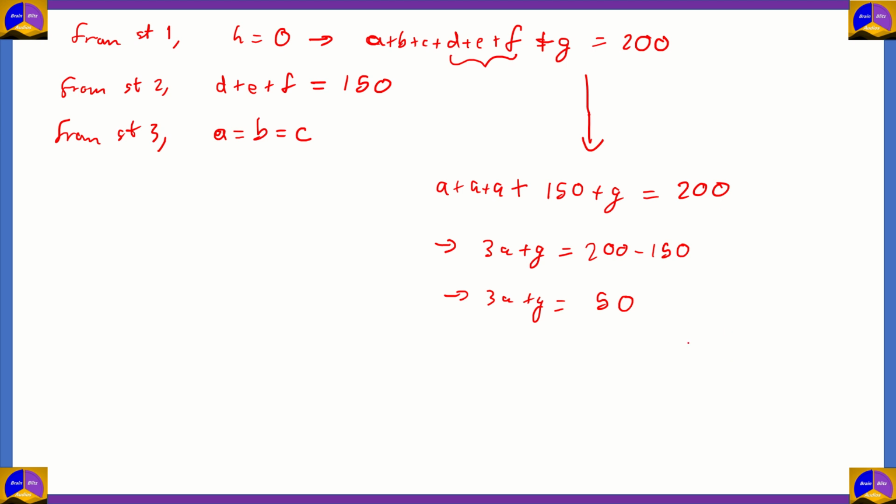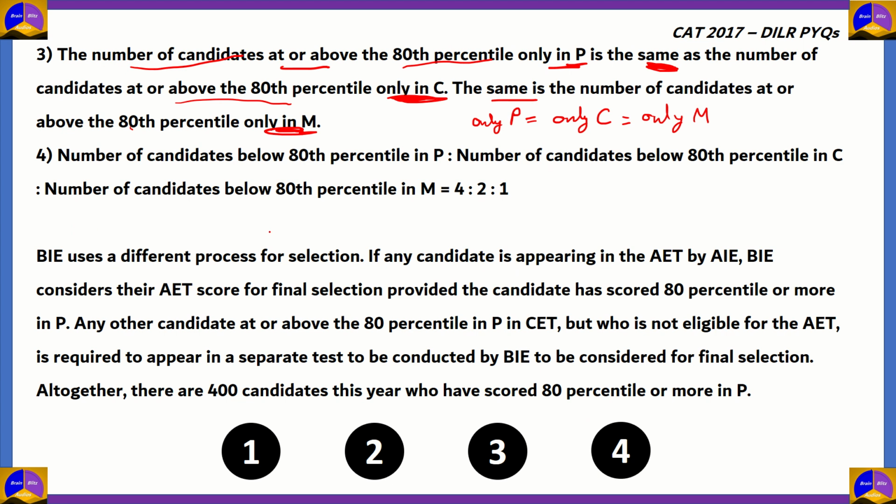Now, of course, you can also write it as G equals 50 minus 3A. This relation would turn out to be extremely important later on in solving the question. So let's move on to the 4th statement. Now this shows a proportion: number of candidates below 80th percentile in P.